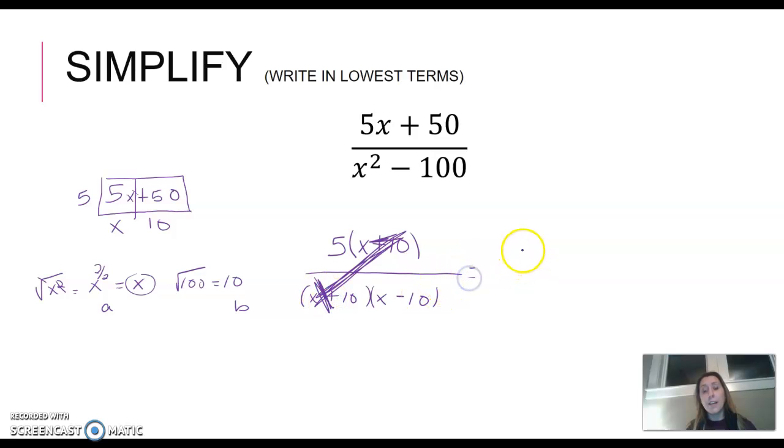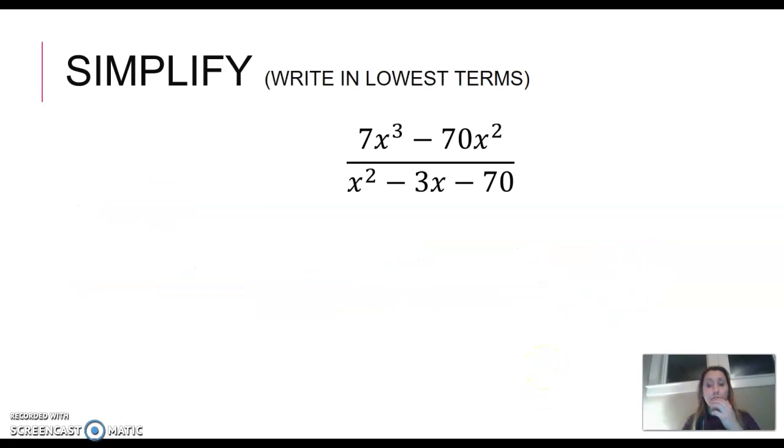And so again, I could rewrite this as 1 times 5 over 1 times x minus 10, or 5 over x minus 10. Now, some of us may be tempted to continue to reduce, but we cannot. The minus sign says that we cannot break them up. So make sure you get this in your notes.